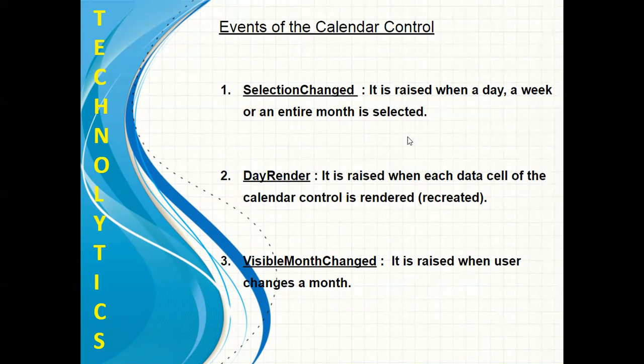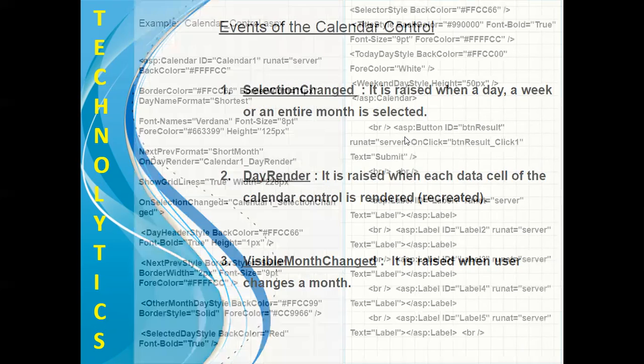Next event is visible month changed. It is raised when the user changes a month. If your current month is October, and you want to change it to September, or maybe December, whichever month, then which event will be raised? It will raise the event visible month changed. So these were a few events of the calendar control.